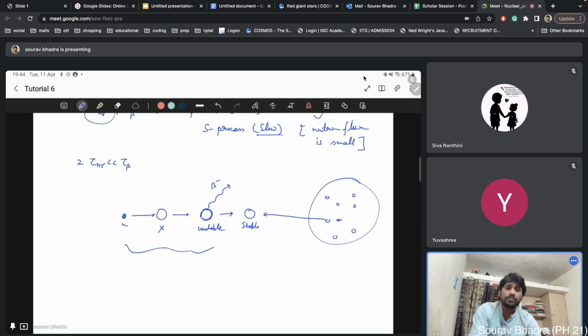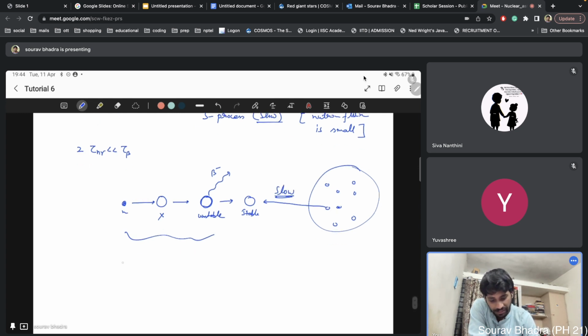happens. So due to the wait time, I'm trying to give you the basics of how this happens. So this stable nucleus is waiting for another neutron to come, and it is waiting and waiting, so it is a slow process. Now the second process, neutron x, so it should be plus, right?